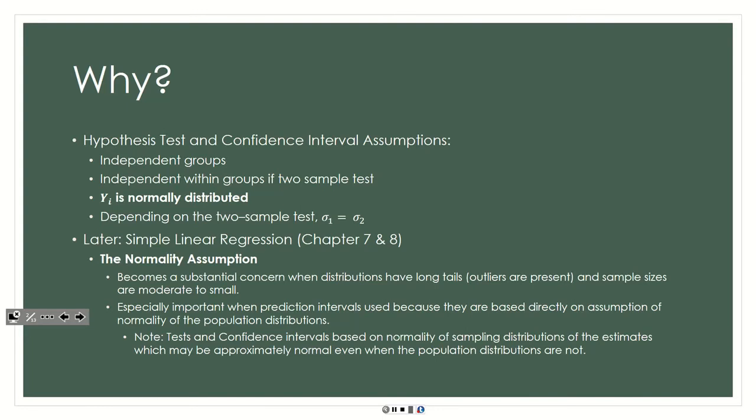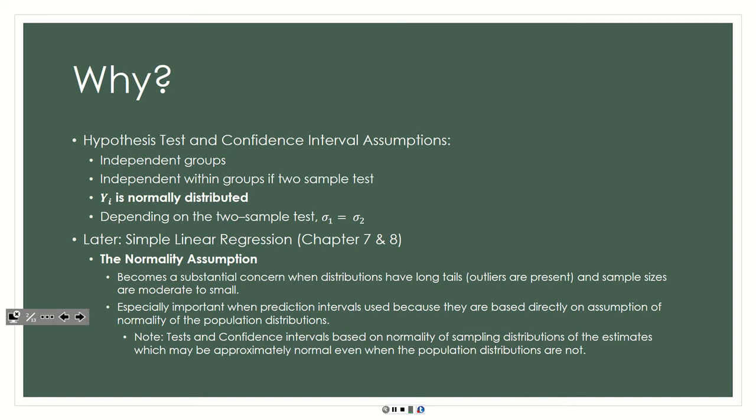As we talked about for hypothesis testing and confidence intervals, we have a set of assumptions. Some of those are independence, and if you have a two-sample test, whether the variances are equal. But we also talked about how the yi, or the sample, should be normally distributed. And when we look forward to simple linear regression in chapters 7 and 8, we'll talk about this normality assumption, and it becomes even more important, especially if you have outliers or a small sample. Then it's important to make sure that your distribution is normal.